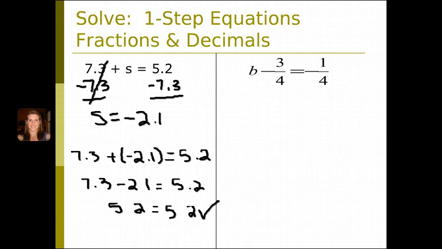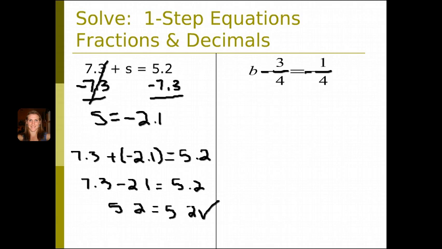The second equation didn't come out very clearly the way I intended it. It should say b minus 3/4 equals negative 1/4. The lines kind of ran together there.